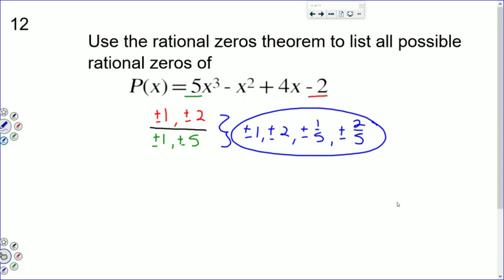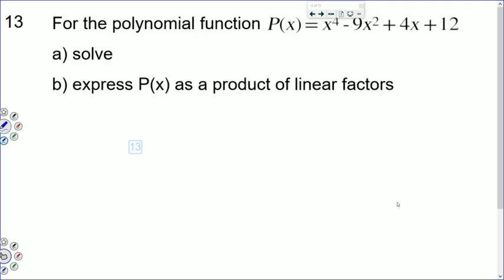Up next, for that polynomial p of x, we want to find all the zeros and express p of x as a product of linear factors. We worked through this one in class, but we'll talk through it again here. So for part A, we want to find possible solutions first because it doesn't factor nicely, which is unfortunate.